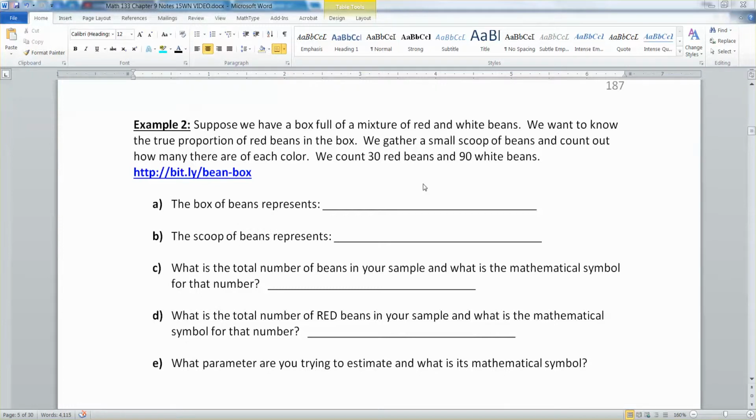Moving on to example 2 in section 9.1. Suppose we have a box full of a mixture of red and white beans. We want to know the true proportion of red beans in the box. We gather a small scoop of beans and count out how many there are of each color. We count 30 red beans and 90 white beans.